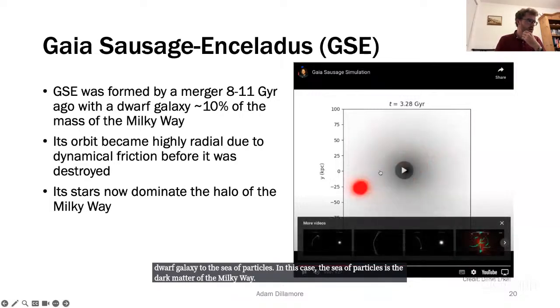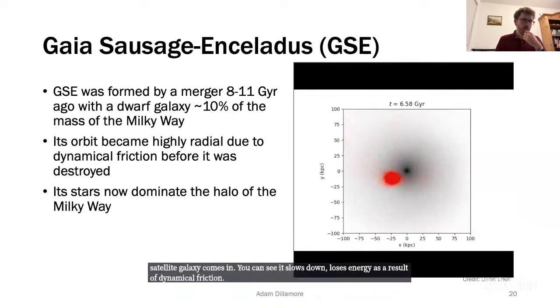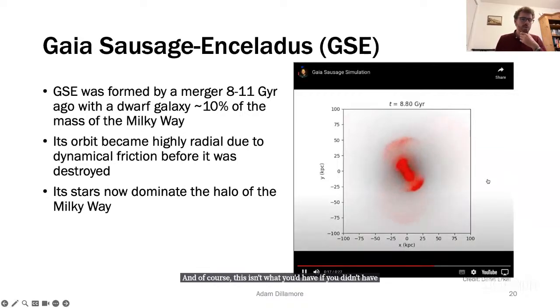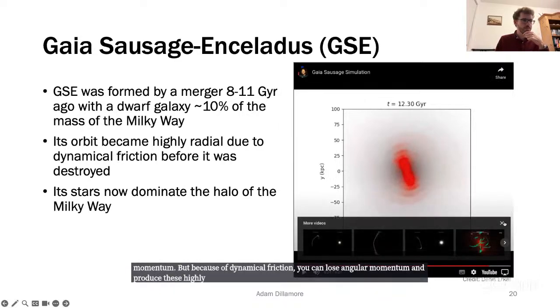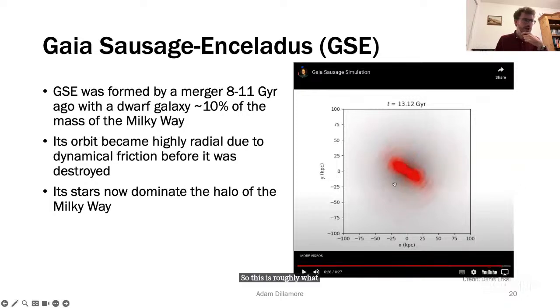So as the satellite galaxy comes in, you can see it slows down, losing energy as a result of dynamical friction. And of course, this isn't what you'd have if you didn't have dynamical friction. You don't have this with planets; they don't come spiraling in, losing angular momentum. But because of dynamical friction, you can lose angular momentum and produce these highly radial structures. So this is roughly what the Gaia Sausage Enceladus debris looks like in the Milky Way, and it comprises quite a large proportion of the halo of the Milky Way near the Sun.